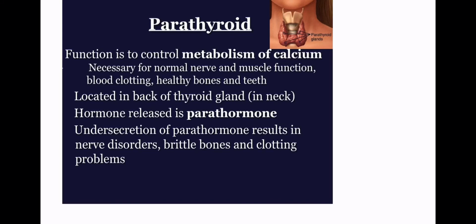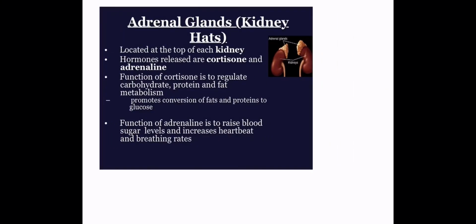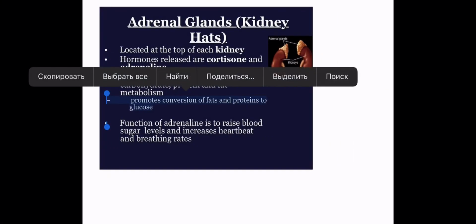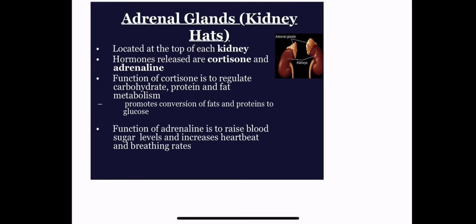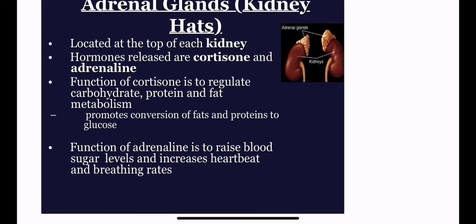Located in back of thyroid gland in neck, hormone releases in parathyroid. Undersecretion of parathyroid results in nerve disorders, brittle bones, and clotting problems. Adrenal glands, kidney heads, located at the top of each kidney. Here we are.